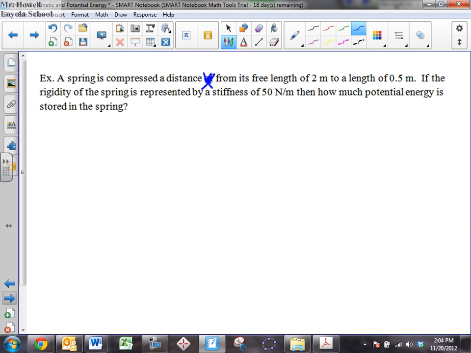So the X is 0.5? X is not 0.5. Again, let's figure out what we have here. Let's write down, the free length of the spring is 2 meters. The actual length is 0.5 meters. You might want to think of this as final minus initial. My final is 0.5 meters, my initial is 2 meters. So what's my delta going to be?